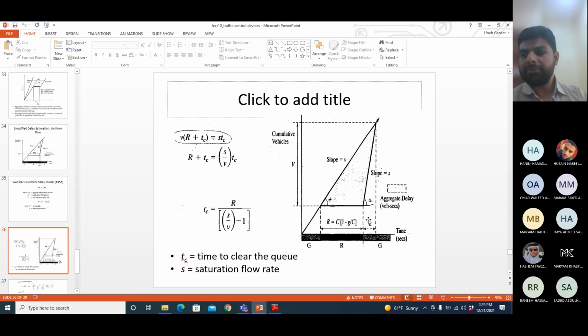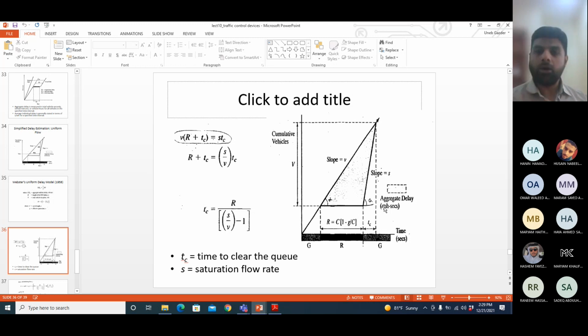Rate into the time they took to clear the queue. So S into TC will give you V, the number of vehicles in the queue. This is one way of calculating the number of vehicles in the queue, which is to use the saturation flow rate, the departure flow rate. Another way is to use the arrival flow rate, small v.